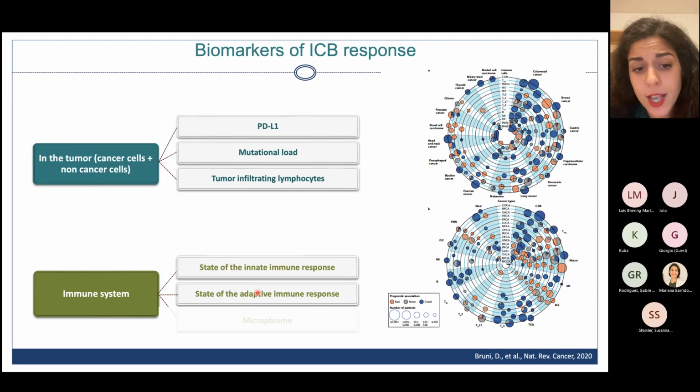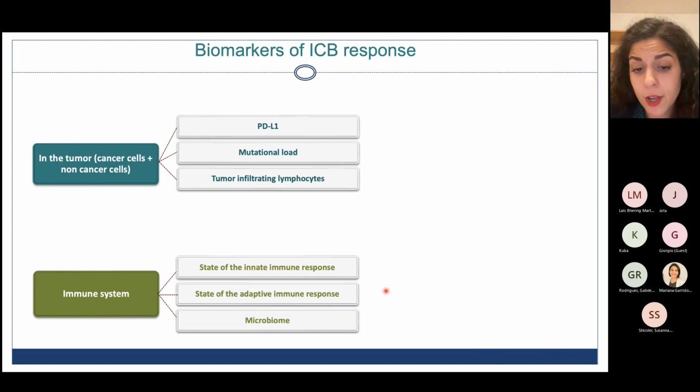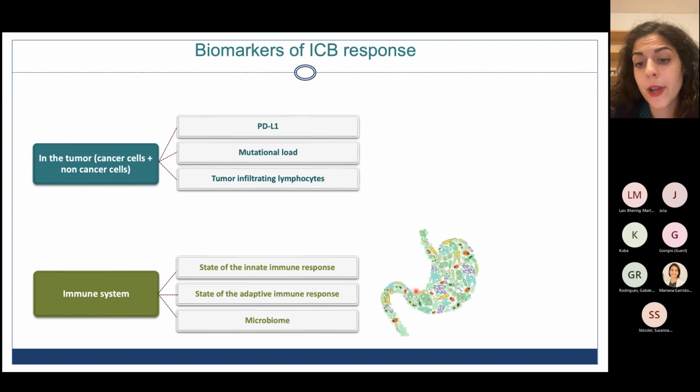So this kind of biomarker development is highly ambitious, and lots of scientists are really trying to understand what each immune cell is doing in these various cancers, in order to understand how to improve the response rate to immune checkpoint blockade. And also the microbiome, the bacterial flora that you have, has been shown to modulate immune checkpoint blockade response.